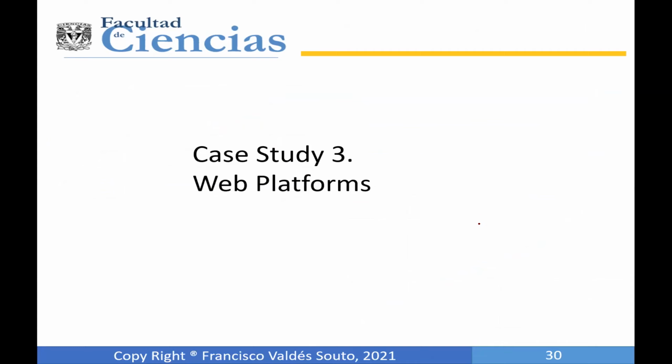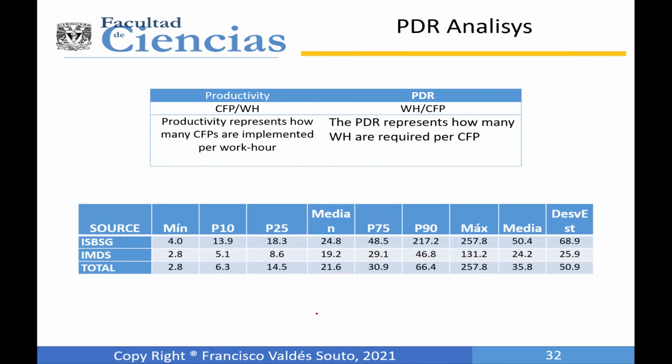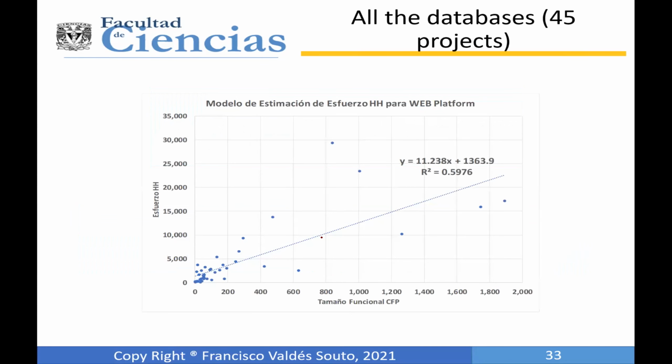The last one is case study number 3, when we are using web platforms. In this situation, as we could see here, the client does not present any kind of projects. So we only have projects for the ISBSG and the national database. This is the total functional size. Then the analysis of the PDR, or the median of the PDRs, is pretty similar. So integrating these databases, this is the first estimation model.